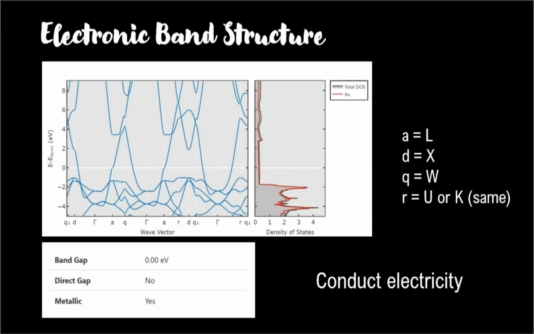For the electronic band structure, this shows that because of the overlapping of the conduction band and valence band, they have no band gap, 0 eV, and also no direct or indirect band gap. Then it is also metallic, so it conducts electricity.